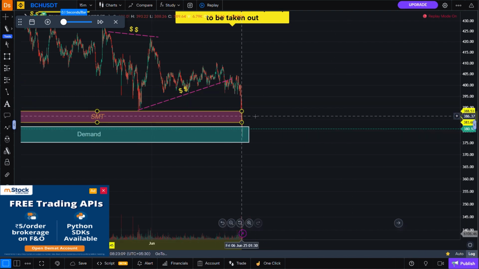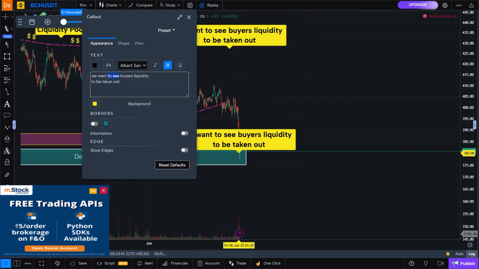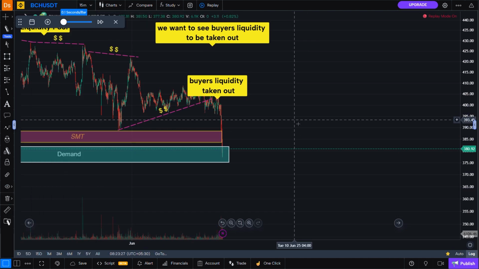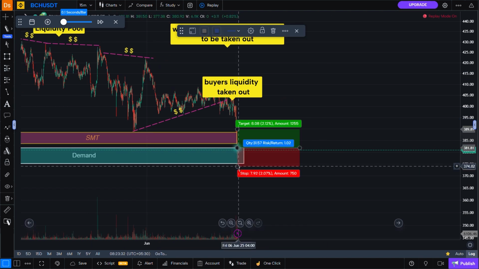We enter long from the zone with a risk to reward of 1 to 7. Clean setup, high probability, smart execution. That's how we break down a smart money move using liquidity layers and inducement.